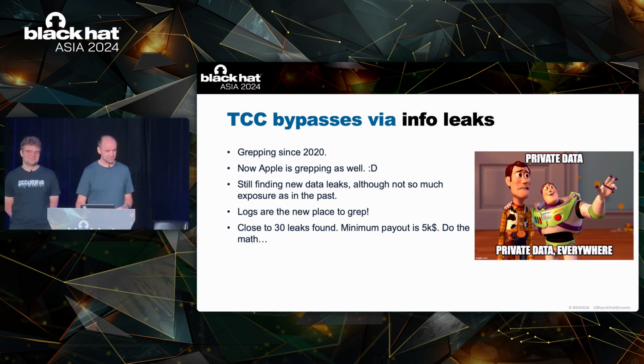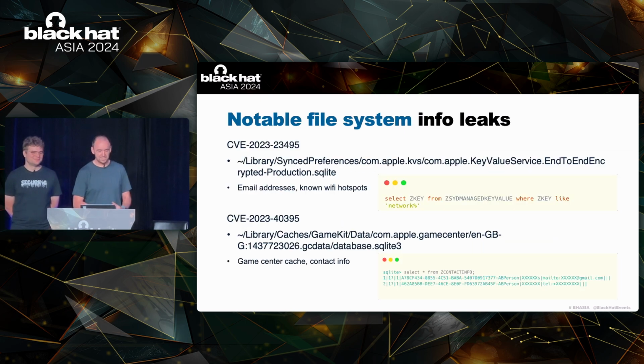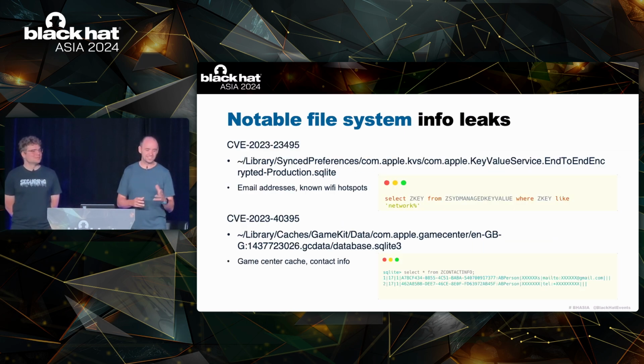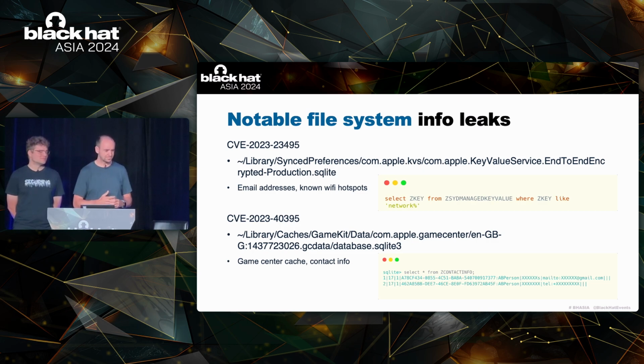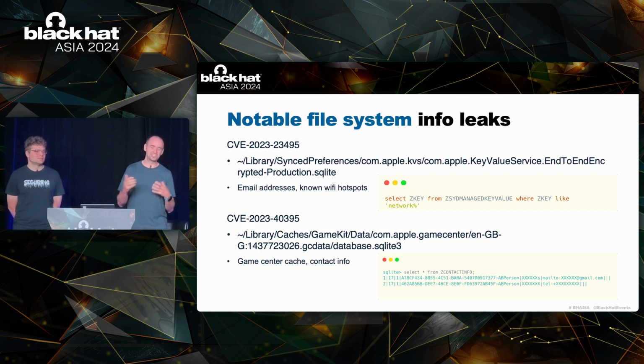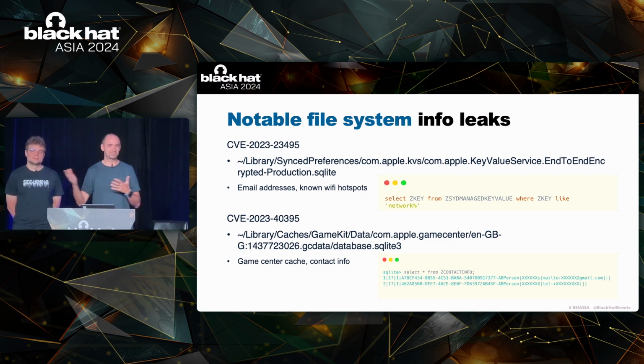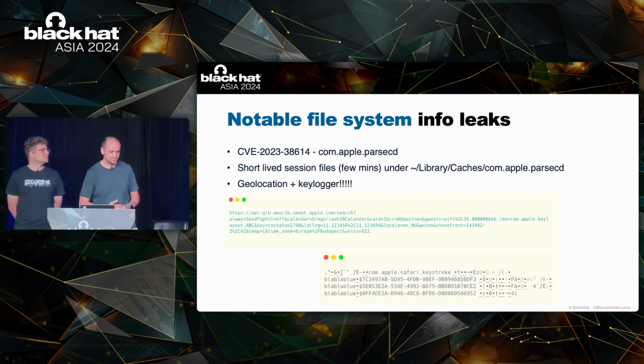place to search. So some notable leaks: the key value service database on the file system contained email addresses and known Wi-Fi hotspots. The Game Center cache database was really nice because when you start Game Center, it basically made a copy of all of your contacts and all of their details. So you could just access the database and get full contact information.